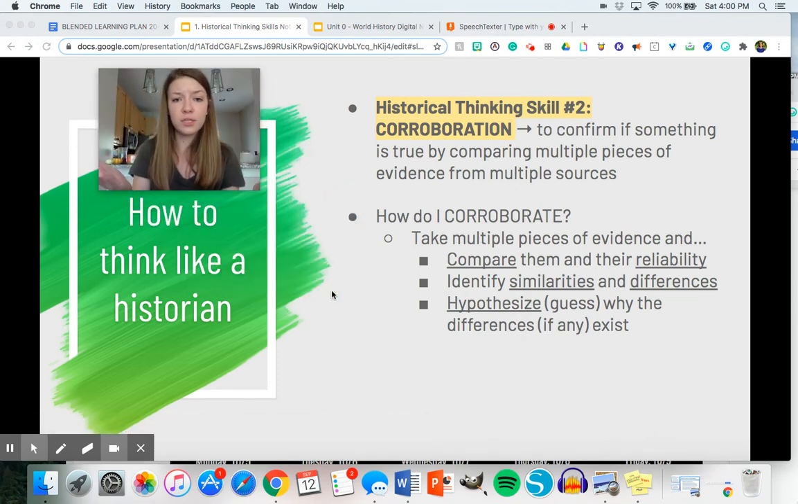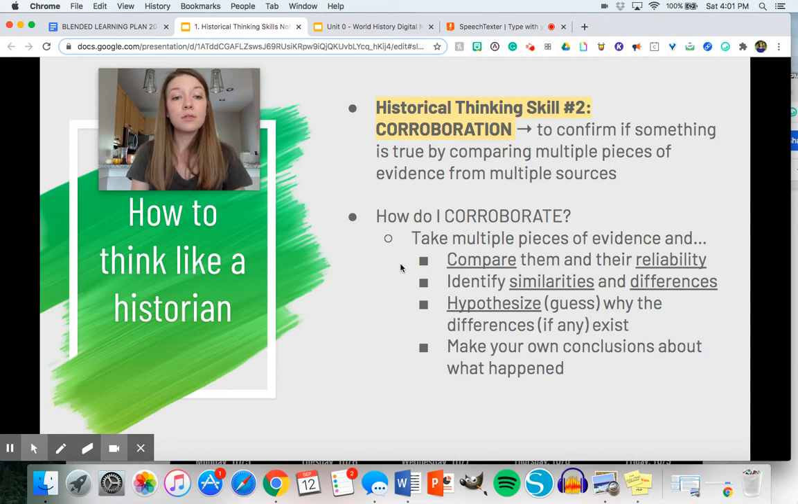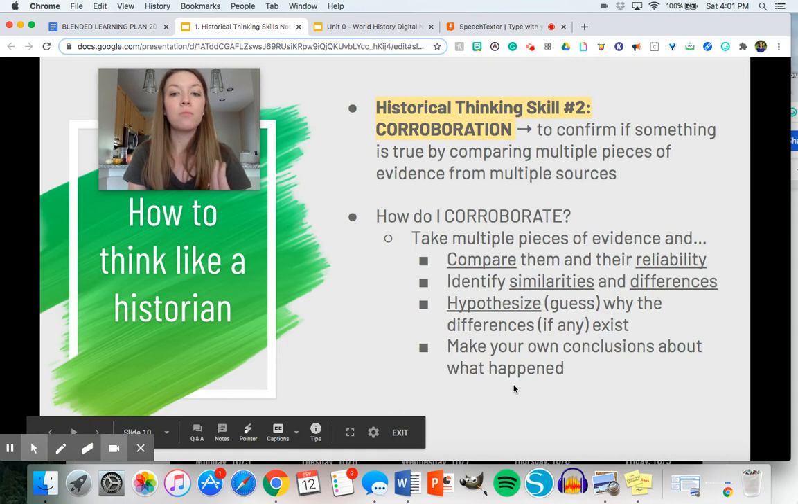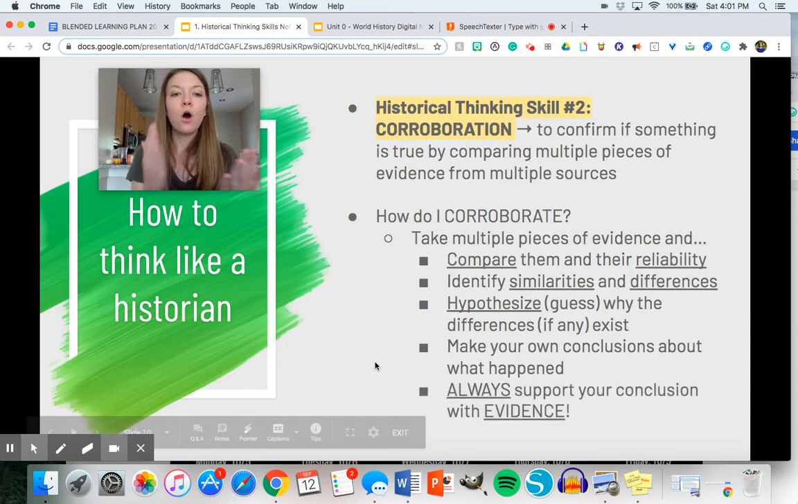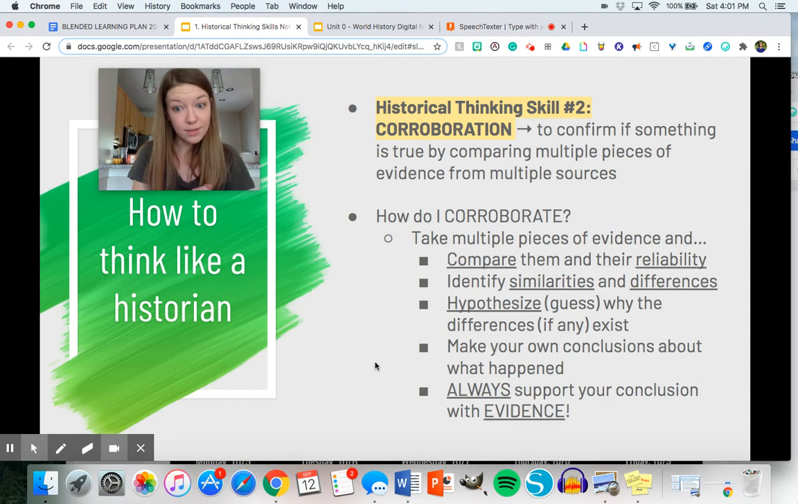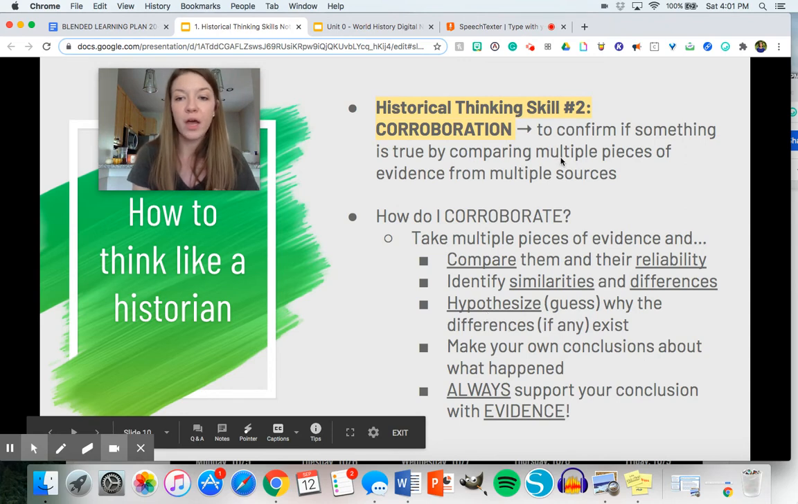Right? If you have sources that have very different accounts of what happened, you need to think about why. Is there bias? Is their perspective different? Is someone not credible, right? Think about those things. You also then need to make your own conclusions about what happened based on the information given to you in the multiple pieces of evidence. And you always, always, always support your conclusion with evidence, right? So you do have to support your claim and your argument based on what it is that you find when you compare these pieces of evidence.